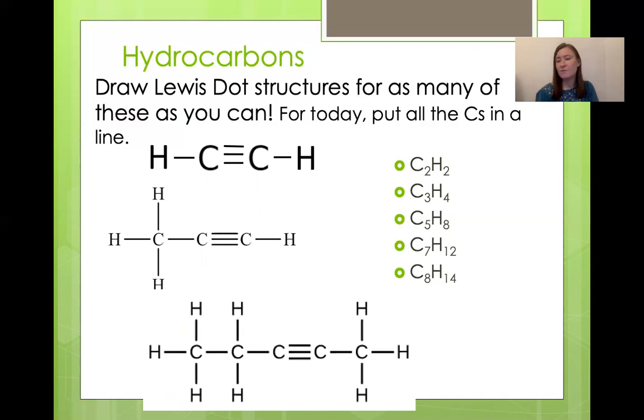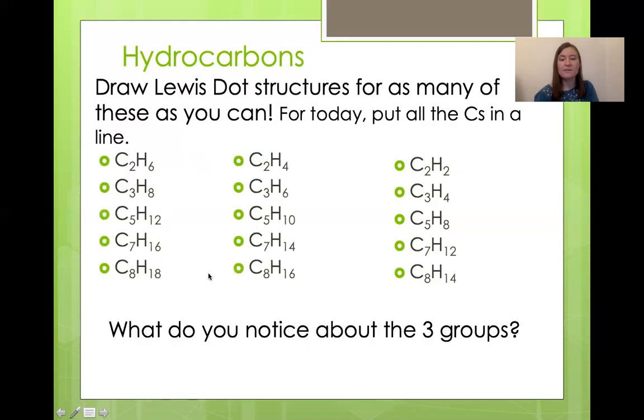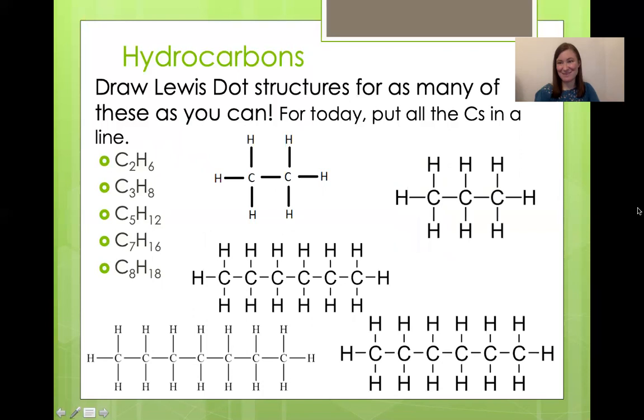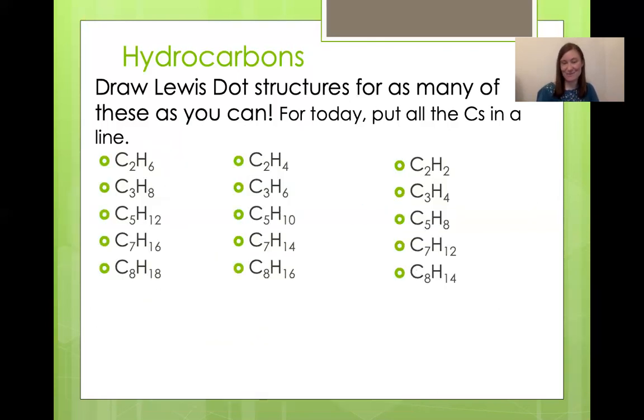C5H8, a couple of different ways to draw this, but here's one of them. 1, 2, 3, 4, 5. And we've got this nice triple bond, and we've got our 1, 2, 3, 4, 5, 6, 7, 8 hydrogens. And remember, every carbon has 4 bonds. Every hydrogen has 1 bond. Cool. So let's think about what we notice about these 3 groups. Hopefully you've noticed something about the first group, something about the second group, and something about the third group.